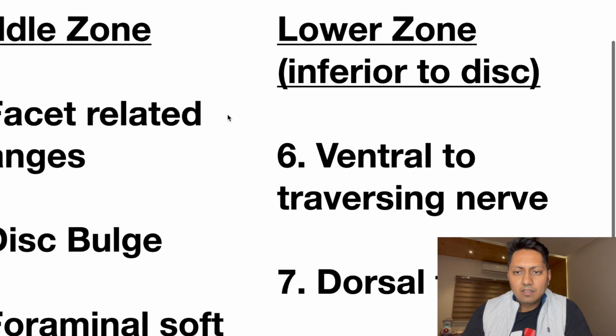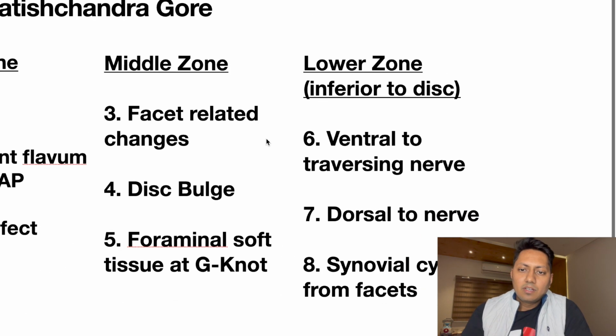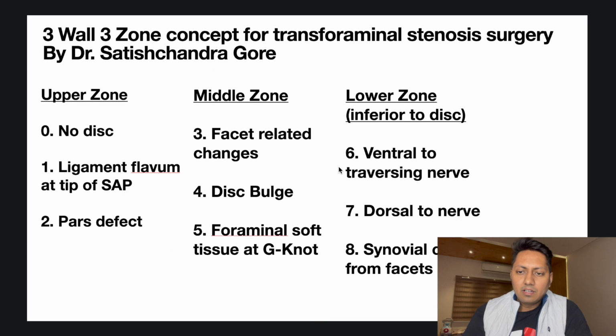Next thing is in the lower zone. So we'll be addressing the structures which lie ventral to the traversing root. That is a disc bulge that is lying anterior to our dura. Dorsal to the dura, we do not have any structures in our case, and we do not have any synovial cysts.